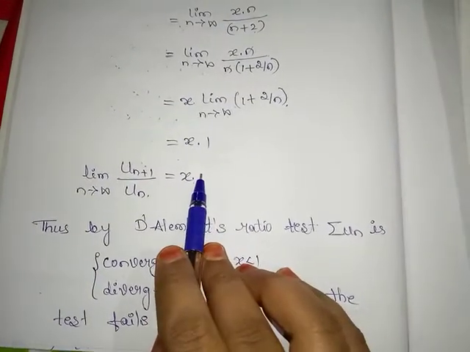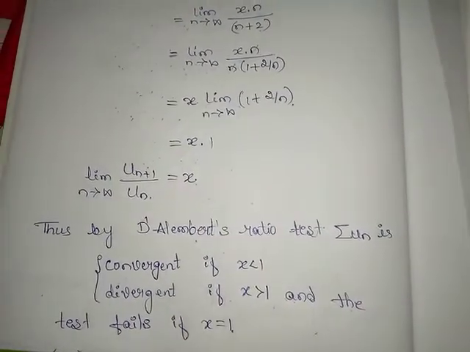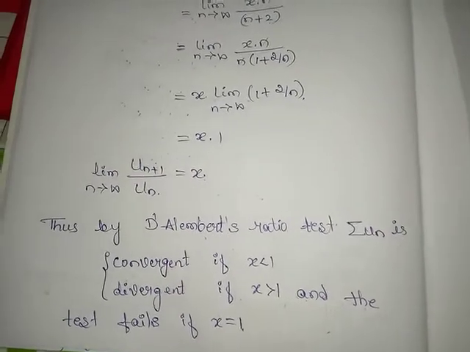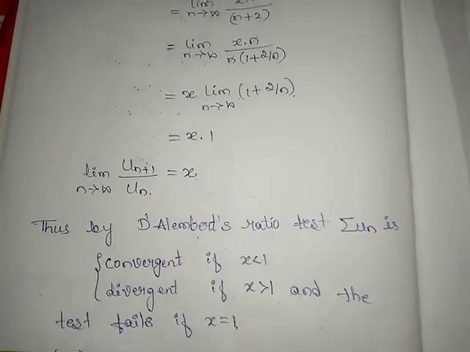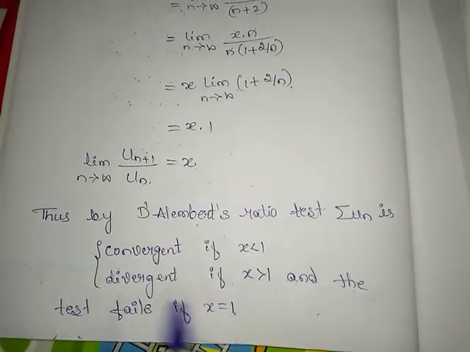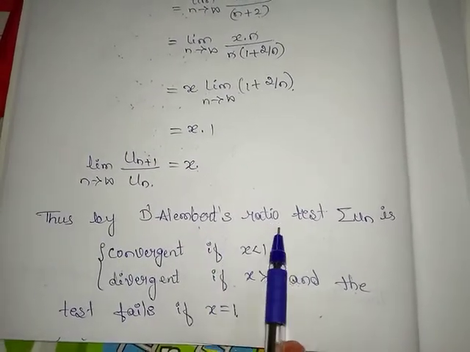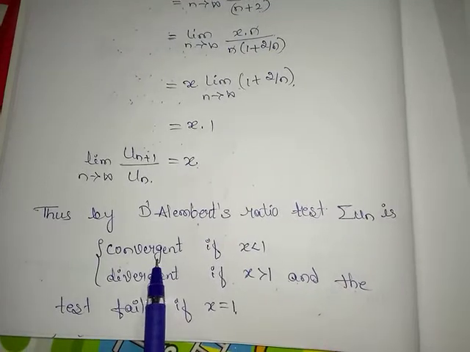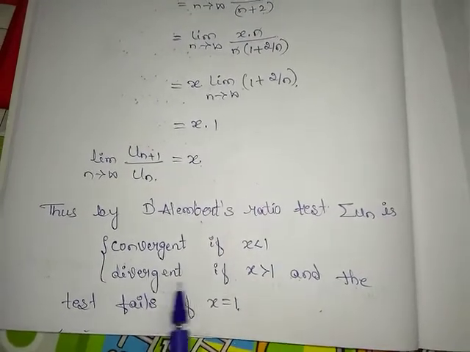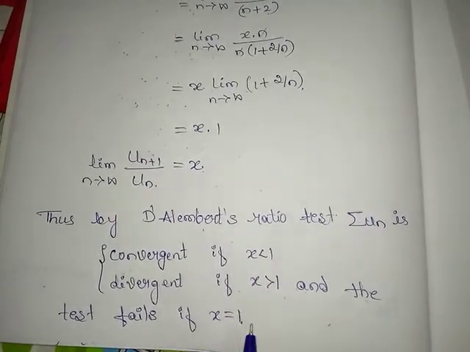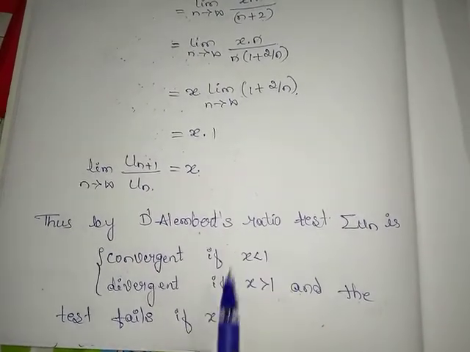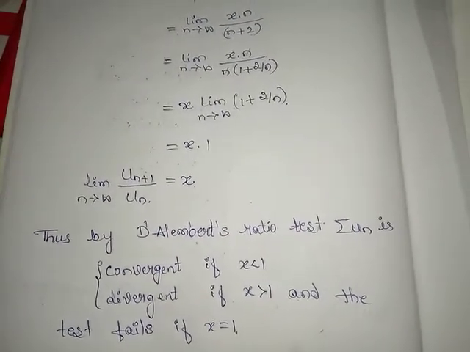Here x is unknown. Simply they are given as x is greater than 0, but we don't know whether that x is less than 1, greater than 1 or equal to 1. So our conclusion will be what? By D'Alembert's ratio test, summation un is convergent if x is less than 1, divergent if x is greater than 1, and the test fails if x is equal to 1. Conclusion will be like this.